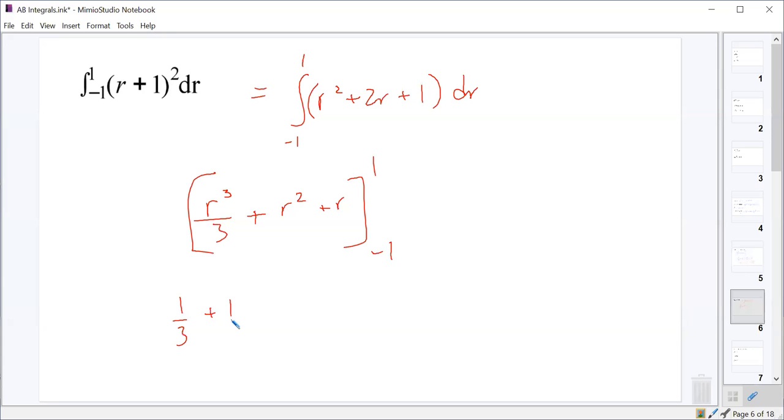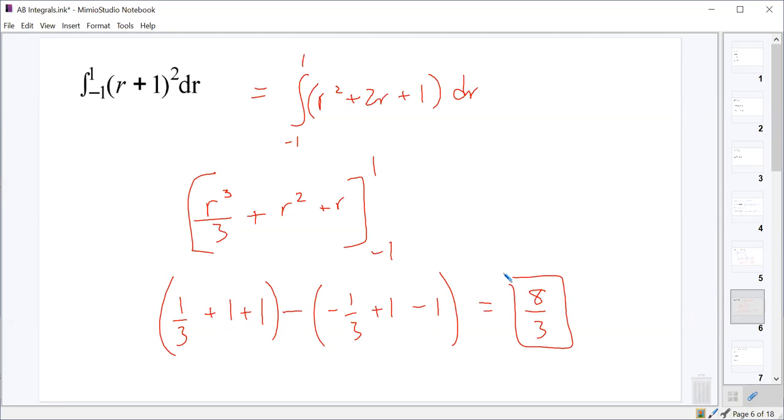1/3 plus 1 plus 1 minus -1/3 plus 1 minus 1. And what is that going to give us here? The plus 1 minus 1 will cancel. This just becomes a third plus 1 plus 1 plus a third, which should be 3/3. Good or no? Good. Cool.